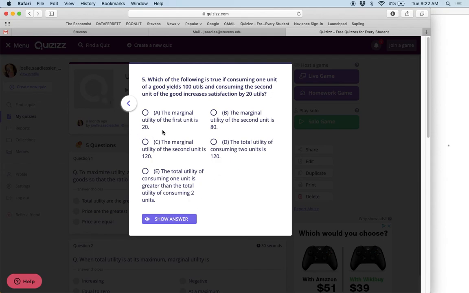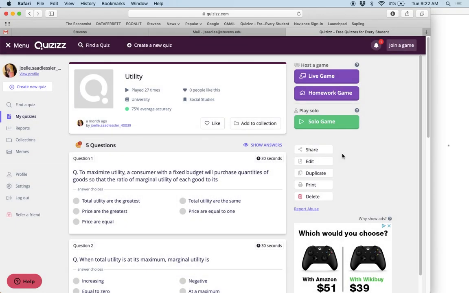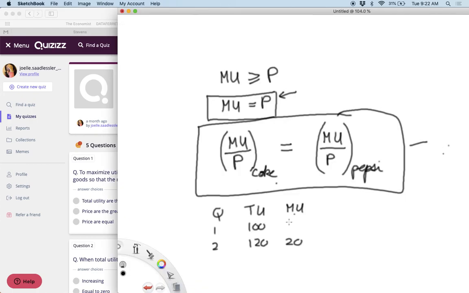So this is the quiz associated with utility. I hope you find this useful. Just always remember these are the 2 rules when it comes to utility.